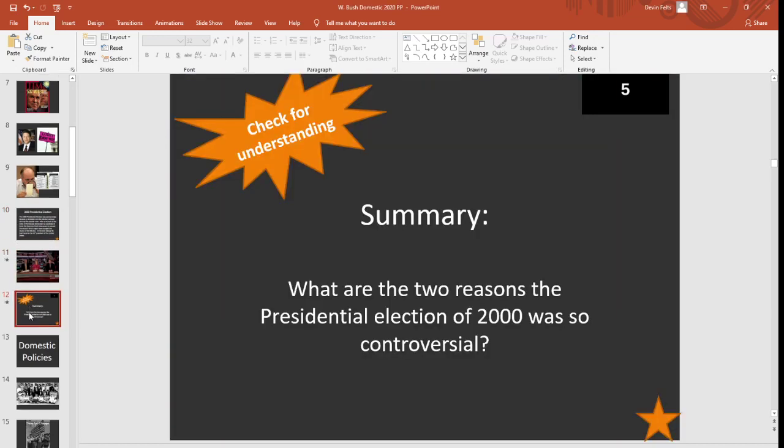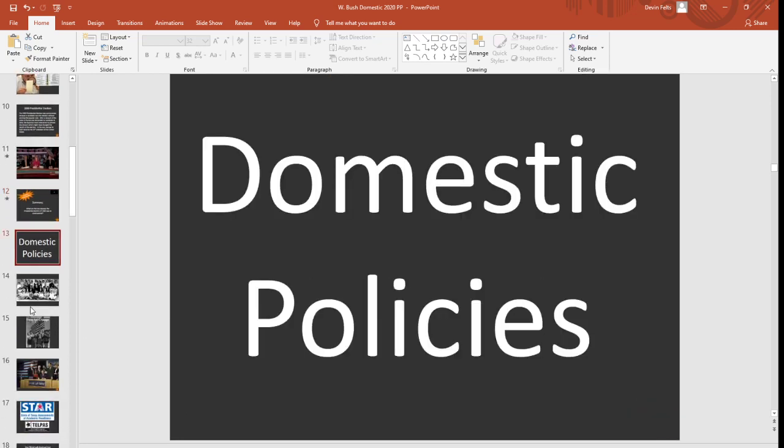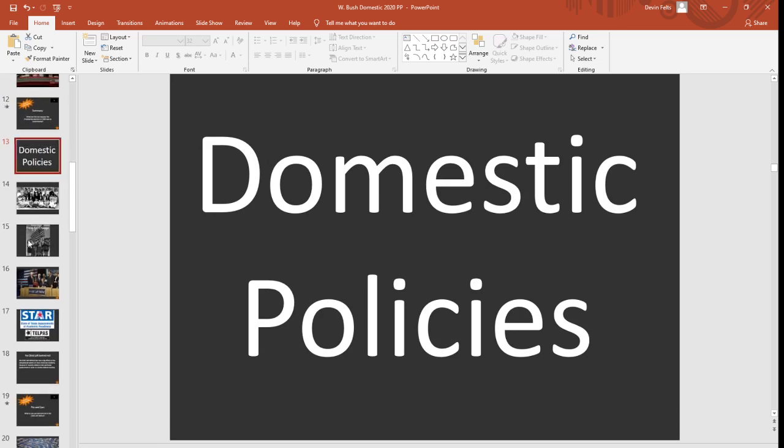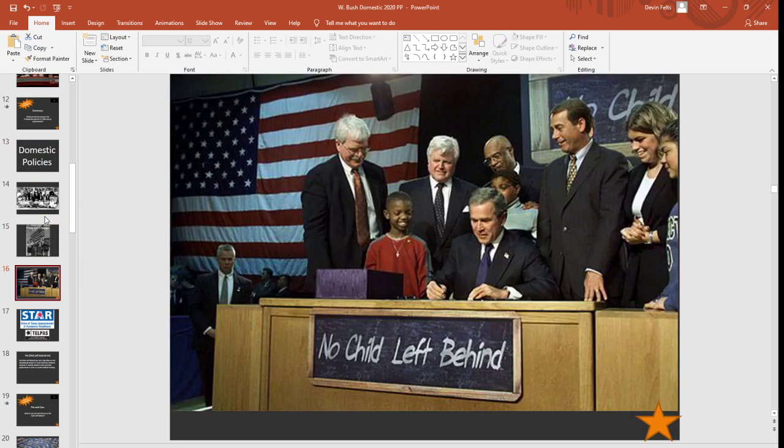And then we are going to move on to Hurricane Katrina. These were some of the photos for No Child Left Behind. There's George Bush actually signing the law into effect.